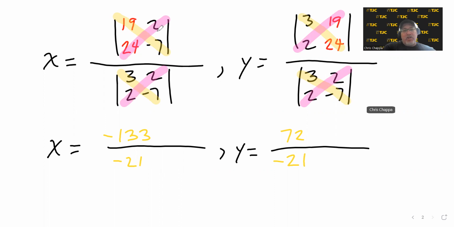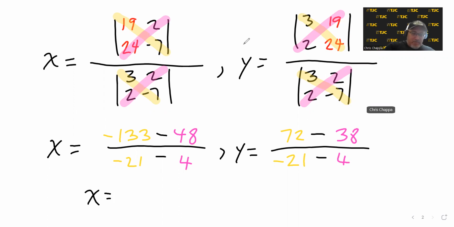And when we do that, in the numerator of the x, we have 24 times 2, which is 48. In the denominator, we have 2 times 2, which is 4. In the numerator of the y, we have 2 times 19, which is 38. And in the denominator of the y, we have 2 times 2, which is 4. I'm getting a little bit concerned because these answers are supposed to come out pretty. And in all of them, we subtract. So let's see what that gives us.